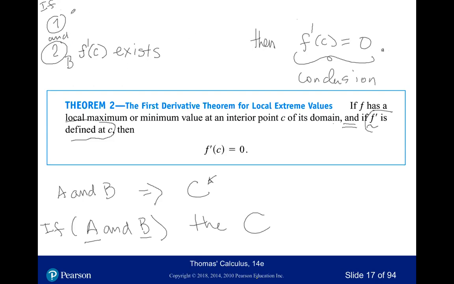Okay, so what about A? That would be, may I write it? What about the first part? May I underline the first part or at least the statement? Is it just A and B or C? Anybody? The first part is just if F has a local maximum or minimum. What's the statement A?